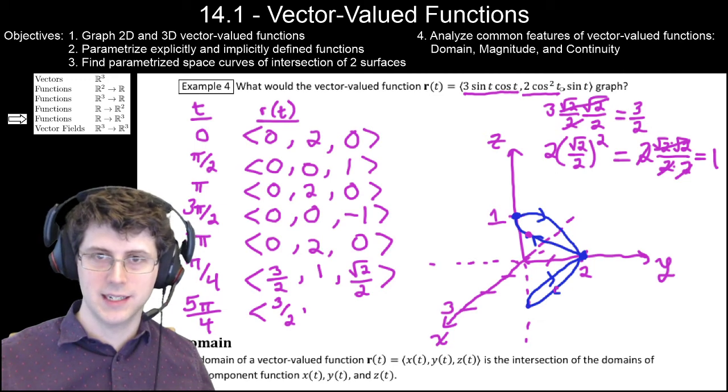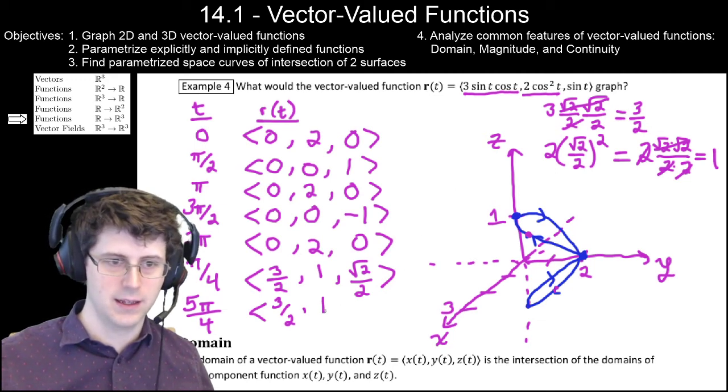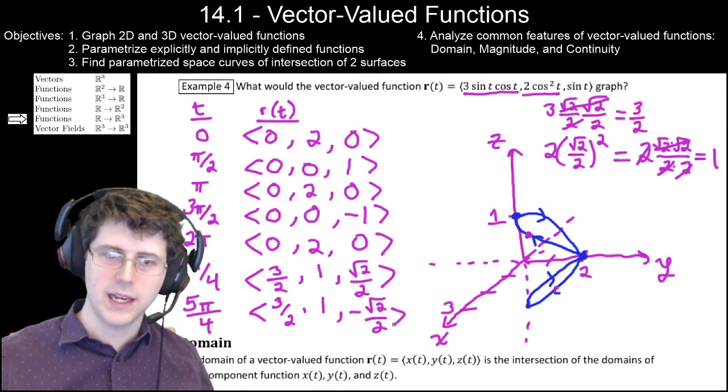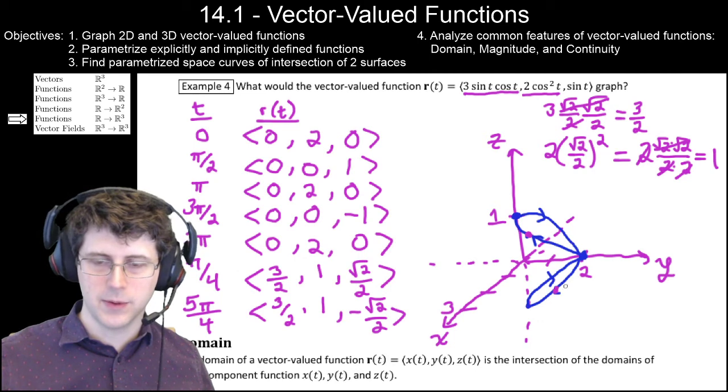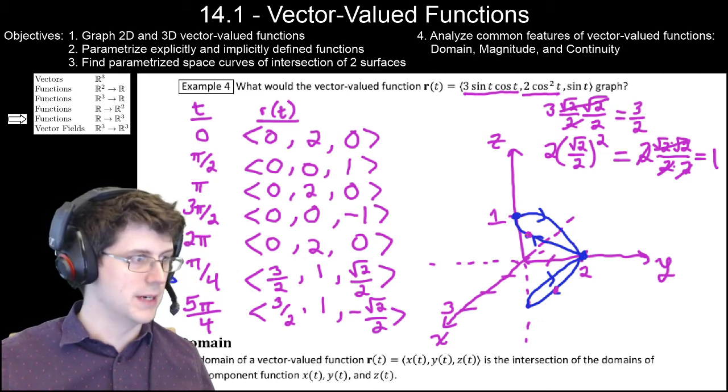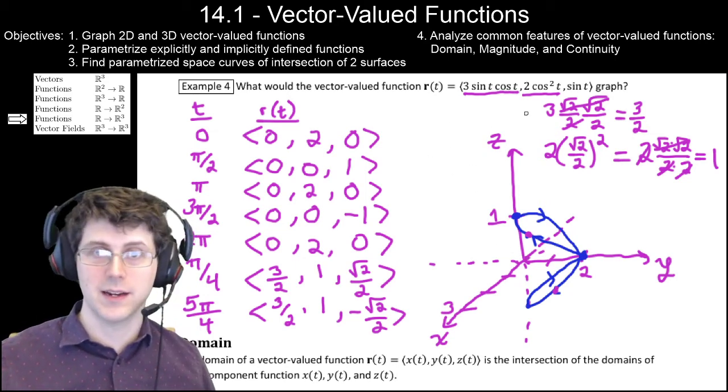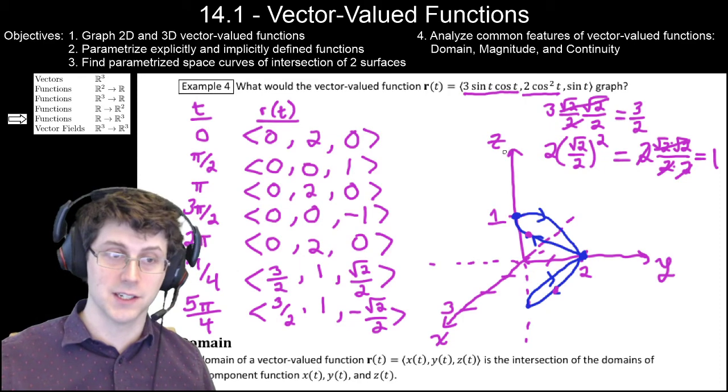Cosine squared t comes out the same. Always positive. But sine t here is negative. Okay, yeah. So I do end up with the same deal. I have like a loop up here, and then a loop down here, and then it repeats. This is kind of awesome. So this is what a possible vector-valued function could look like.